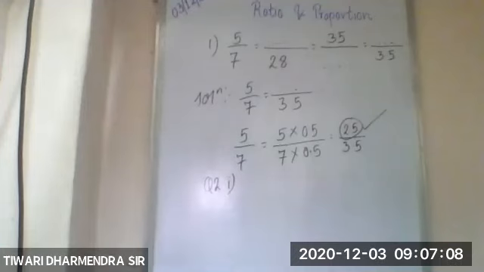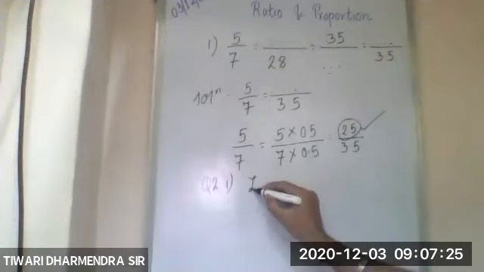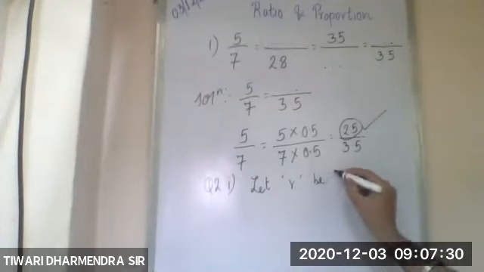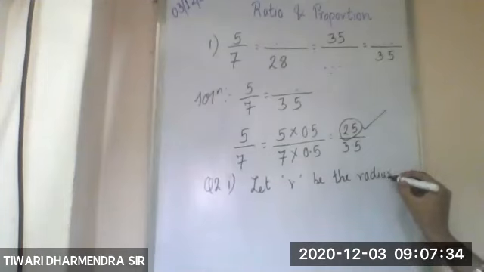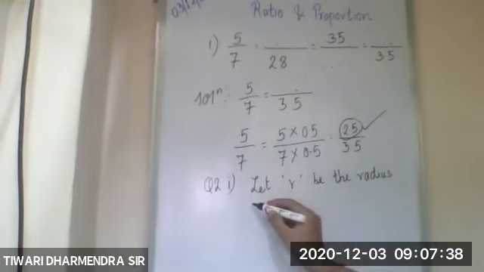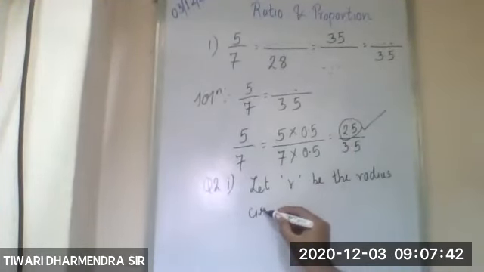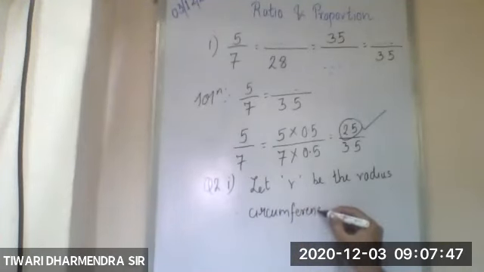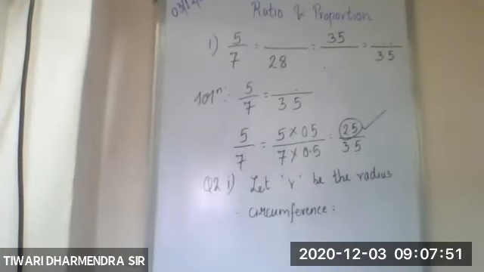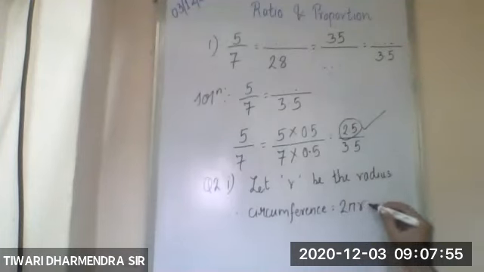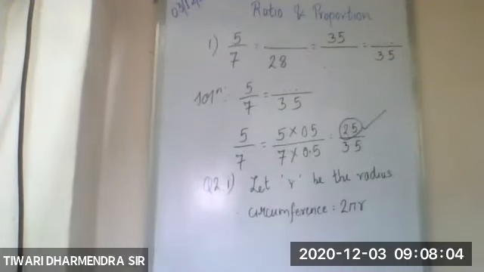What they are asking: find the ratio of radius to circumference of the circle. As they have not given radius, they have not given circumference, so you can use the notation: let r be the radius. Therefore circumference, we know the formula. Circumference is given by 2 pi r. So as we have denoted radius by r, according to the formula of circumference, we got 2 pi r.